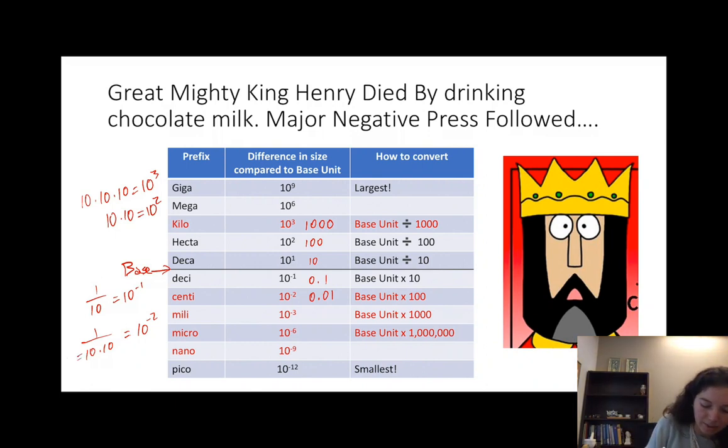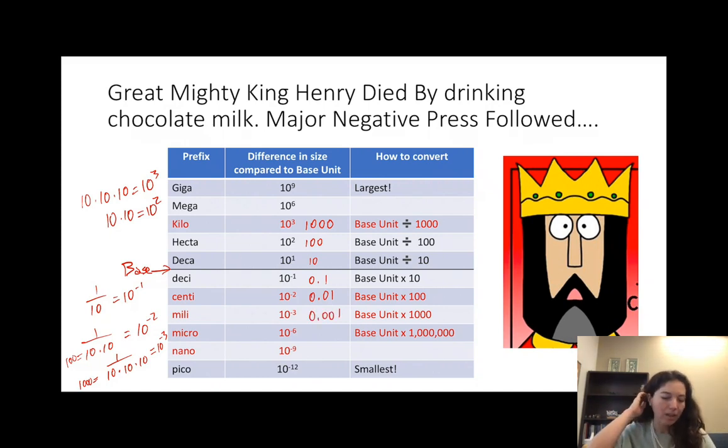Because this is 100. And with a 3, you can do the same thing. 10 times 10 times 10, that's 1,000. That's equal to 10 to the minus 3, 0.001. Okay. So that's the difference in size.